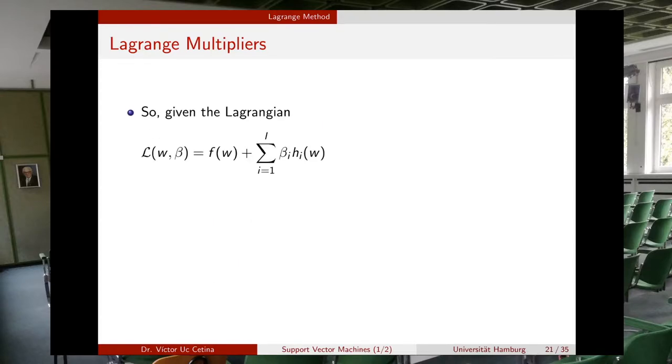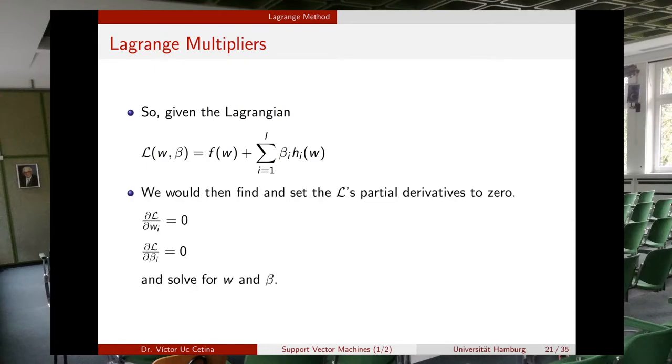Okay, so given the Lagrangian, we would then find a set of partial derivatives of the Lagrangian, and we will make them zero. So once you have created your Lagrangian, you need to compute the partial derivatives with respect to each of the parameters. So we will compute the derivatives with respect to each of the w's and equalize that to zero. And also we will compute the partial derivatives of the Lagrangian with respect to each of the multipliers. Once we have computed these derivatives and made them equal to zero, we solve the equations for w and for beta.